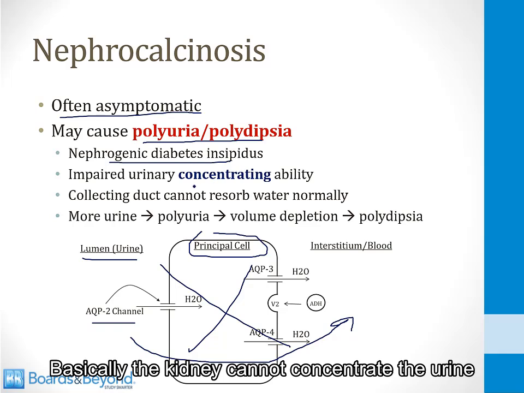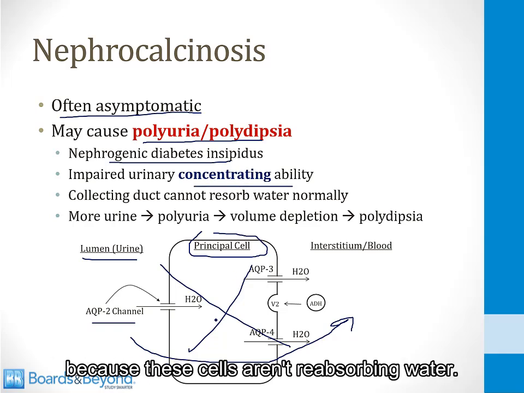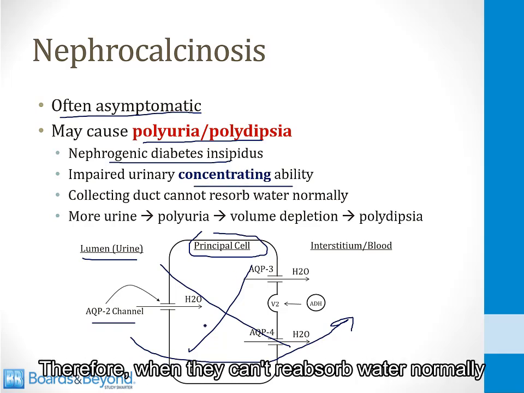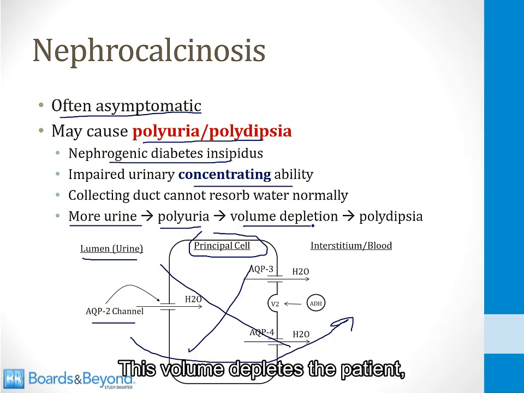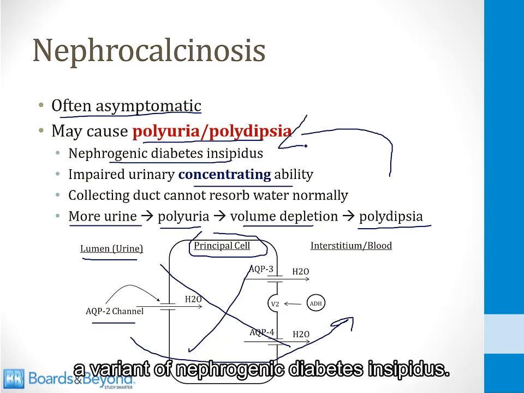Basically, the kidneys cannot concentrate the urine because these cells aren't reabsorbing water. Therefore, when they can't reabsorb water normally, there's more urine produced, and this leads to polyuria. This volume depletes the patient and makes them thirsty, and that leads to polydipsia. So in rare cases, nephrocalcinosis can lead to these symptoms, a variant of nephrogenic diabetes insipidus.